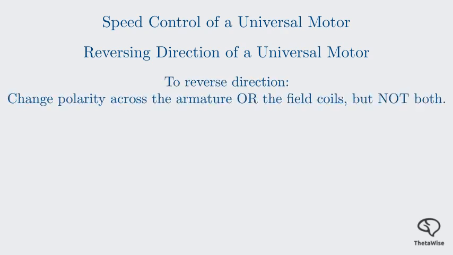As for reversing the direction of rotation, the principle is similar to the split-phase motor. We need to reverse the relationship between the magnetic fields of the stator and the armature. This is done by simply changing the polarity across either the armature or the field coils, but not both. In practice, this is achieved by interchanging the connections to the brush holders, which effectively reverses the armature current relative to the field current. Once again, the rule is to change the polarity of only one part, either the armature or the field winding, to achieve direction reversal. We have now completed our look at universal motors. You can see they are highly controllable and versatile, perfect for the demanding applications they serve.